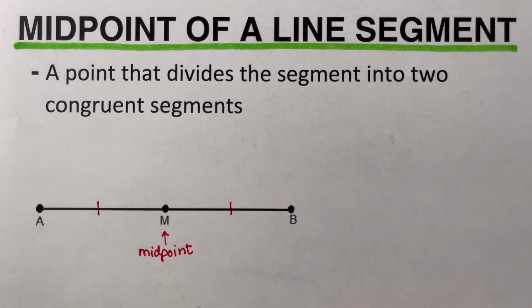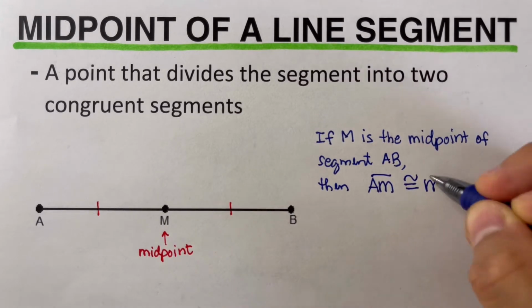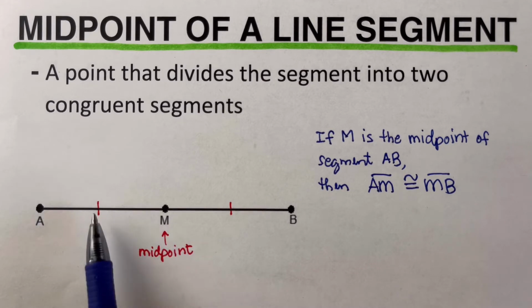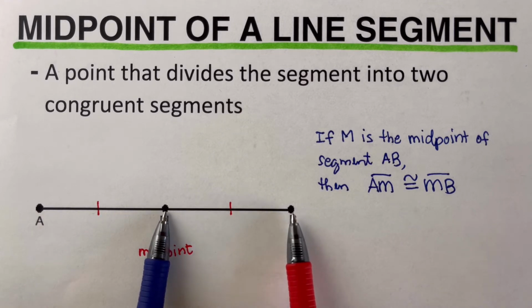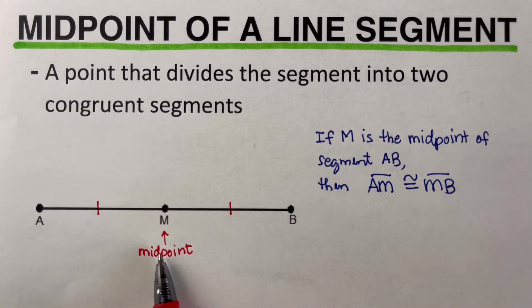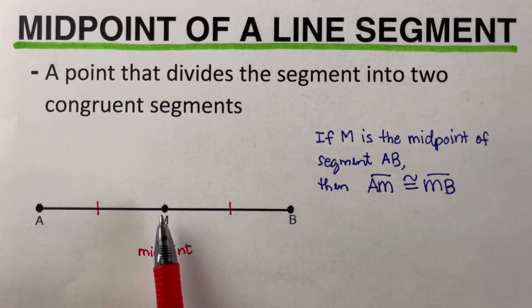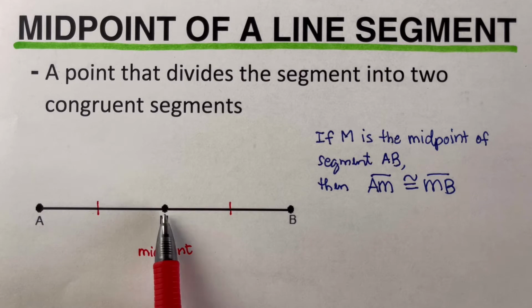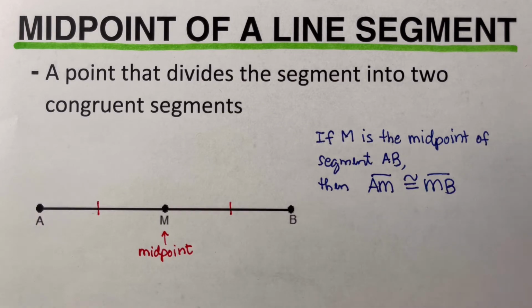So I'm just going to go ahead and write that statement up here. This statement is pretty much telling us that if this is the midpoint, then these two line segments would be congruent, or equal to each other. What happens if this was not the midpoint? Then these two sides will not be congruent to each other. It has to be in the middle so that these two are congruent. So a midpoint will cut this line segment right here into two equal pieces.